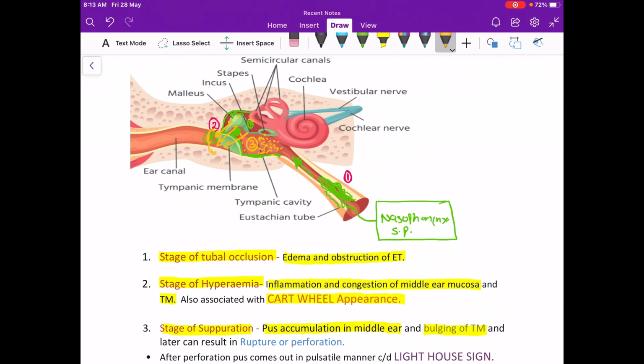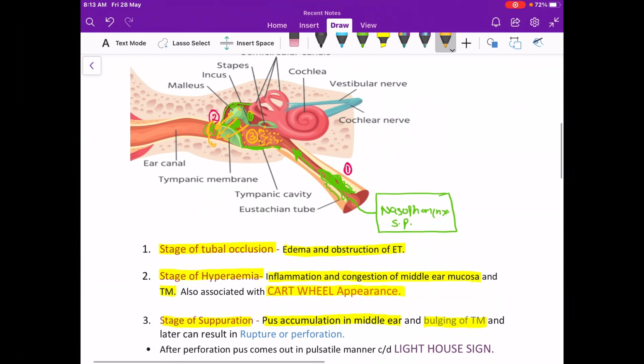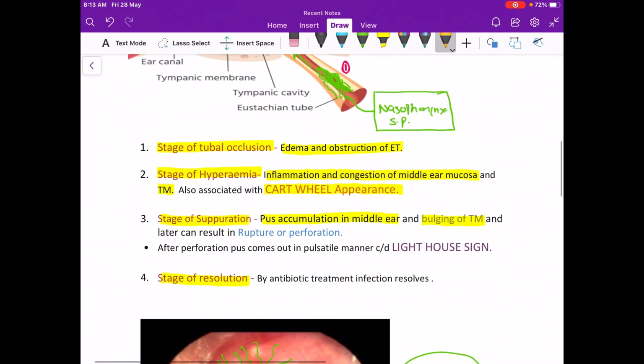And following the bulging, if we do not treat this condition, it will lead to the rupture of the tympanic membrane. So we should be very conscious and smart to diagnose it very early, so that there is no rupture of the tympanic membrane. So in this stage there is pus accumulation in the middle ear and bulging of the tympanic membrane, and later it can result in rupture or perforation if we do not treat it.